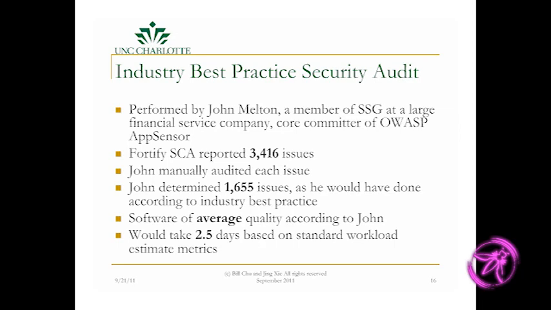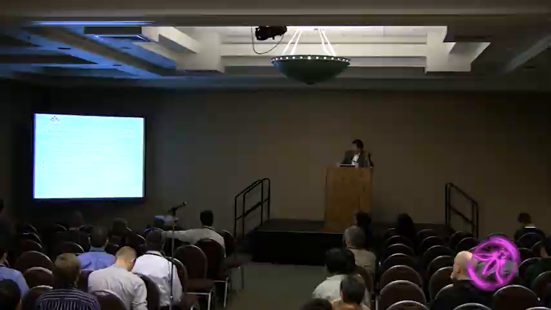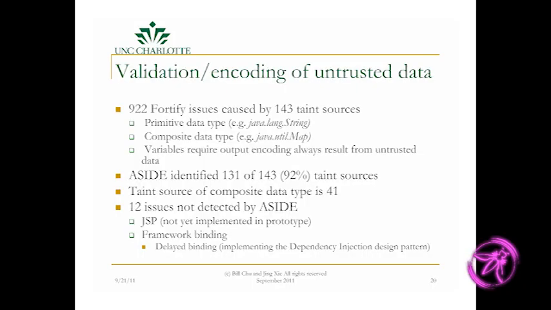In the interest of time, I do want to cover some of the more interesting research ideas, so I'm going to skip some of these things. This is what Fortify found. The thing I want you to take away is that the vast majority of the errors that Fortify generated for this Apache Roller are input validation and output encoding kinds of issues. By the way, John thought that program was average quality. It's not particularly good, but certainly not bad. He's seen much worse than that.